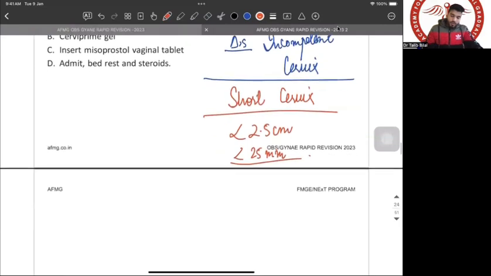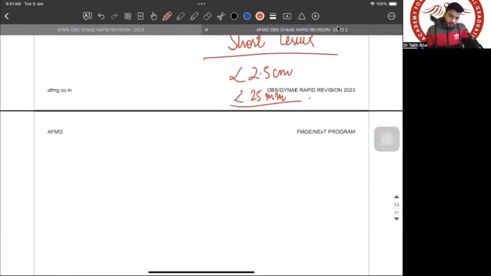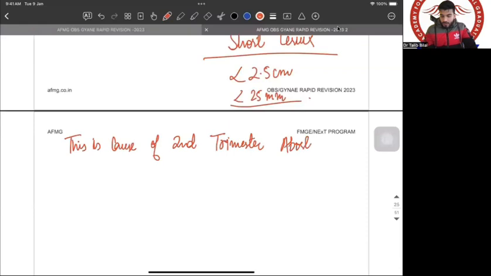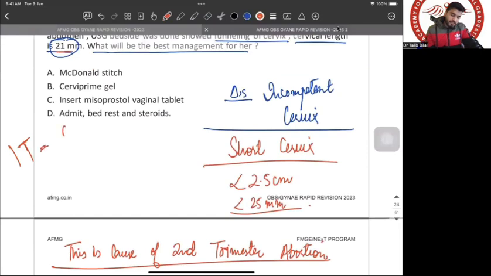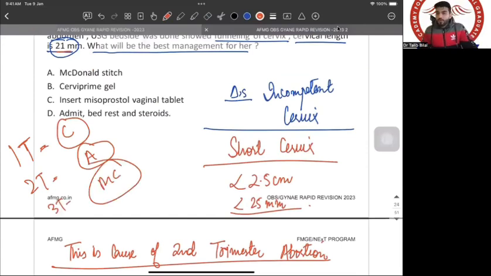Now, if I talk about this incompetent cervix, guys, this is the cause of a second trimester abortion. If I talk about the first trimester cause of abortion, I will write in short: first trimester is C, chromosomal. Second trimester is A, anatomical. Third trimester is maternal cause. Okay? In short, I wrote: first trimester we have chromosomal abnormalities, second trimester we have anatomical conditions, third trimester it can be any maternal causes. It can be diabetes, pregnancy induced hypertension, hypothyroidism, celiac disease, SLE, and all other things.